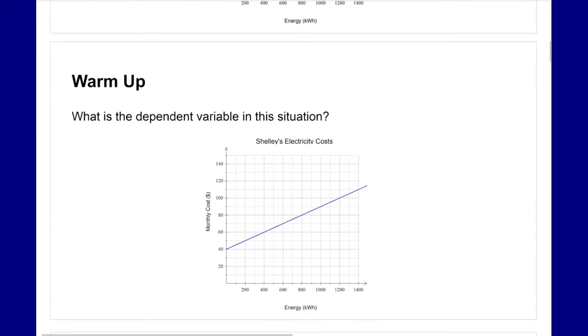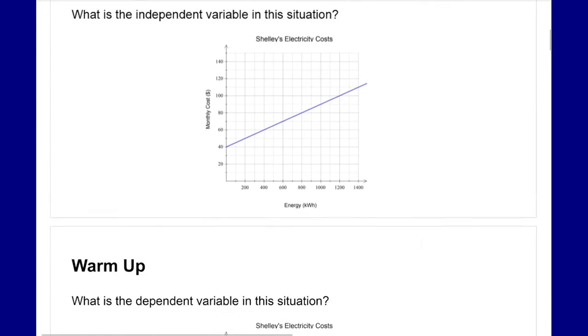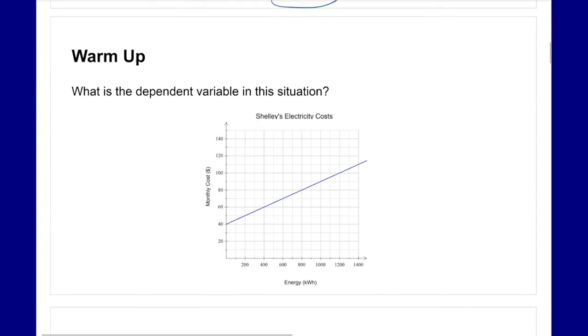Next question, kind of the reverse of that. What is the dependent variable? So it's kind of a 50-50 chance, right? What is the independent? What is the dependent? Actually, why don't we go through and try to answer these anyways? So the independent variable for the first one is the energy. The dependent then, in this one, would be the monthly cost.